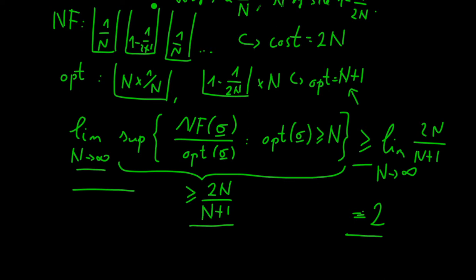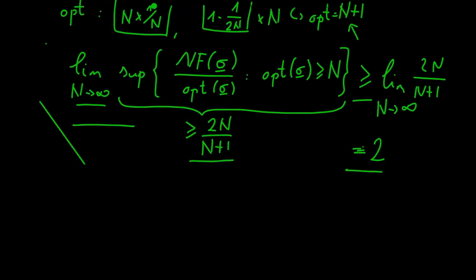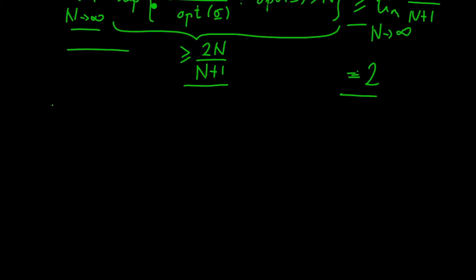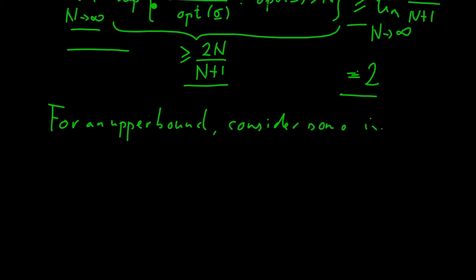The asymptotic competitive ratio. So that's for a lower bound, and for an upper bound, we just consider some input sigma, and the packing computed by next fit.